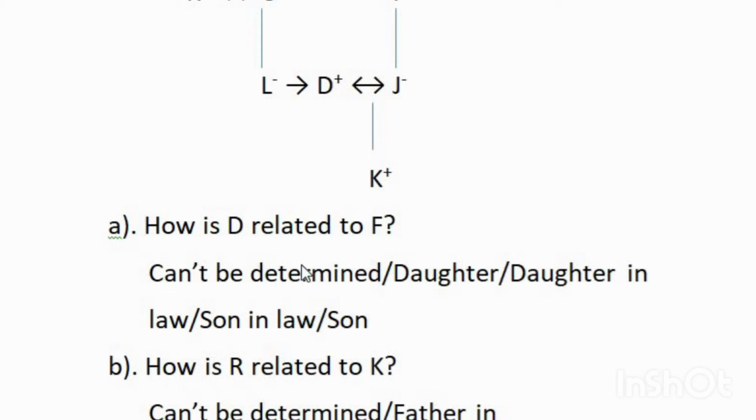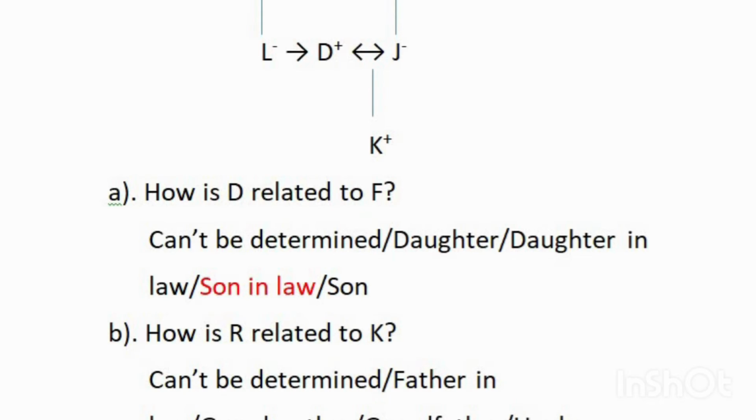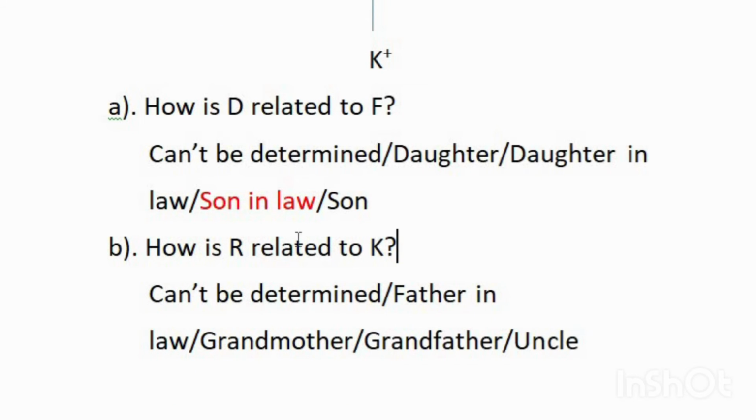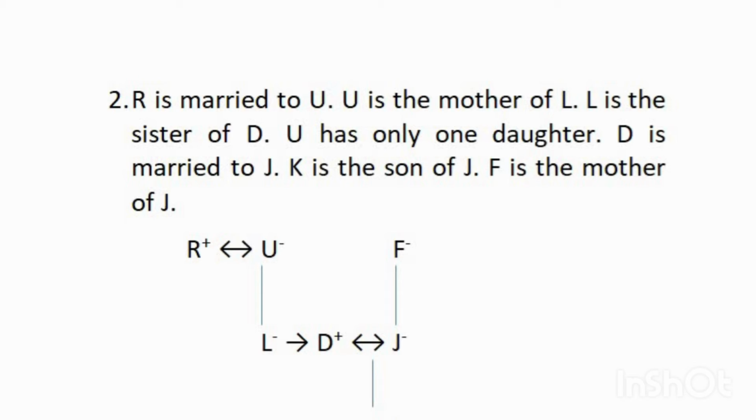First question, how is D related to F? D is the son-in-law of F, because J's mother is F, so definitely D will be the son-in-law of F. So fourth option, son-in-law, is the answer. Now going to the second question, how is R related to K? Answer, grandfather. R is the grandfather of K. So fourth option is the answer. This question is asked in IBPS PO 2015 prelims.